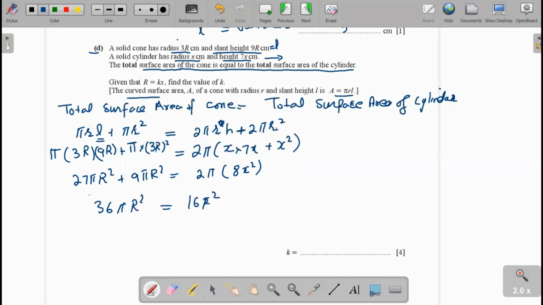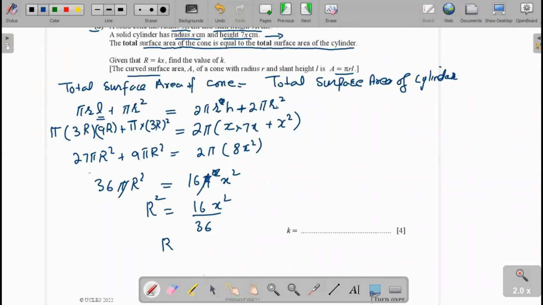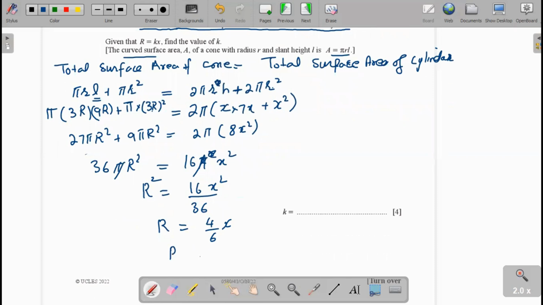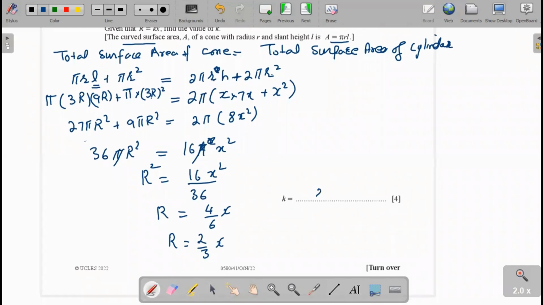Then pi will be cancelled. Now r square will be equal to 16x square over 36. Therefore, r will be equal to 4 over 6 x. Now the radius will be equal to 2 over 3 times x. Therefore, we can write the value of k will be equal to 2 over 3. As compared to r equal to kx, therefore k equals 2 over 3 is the answer.